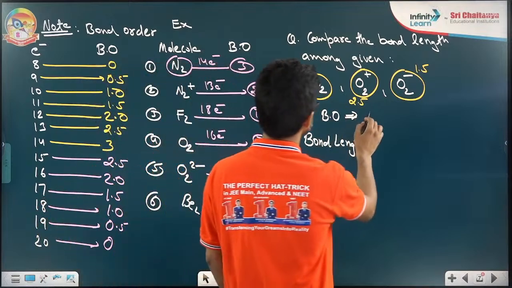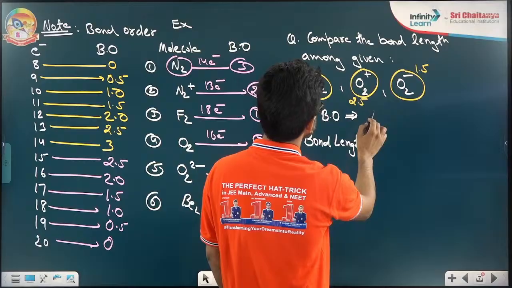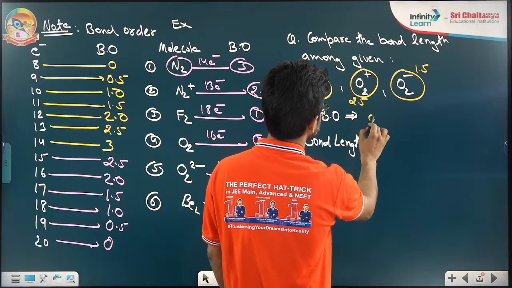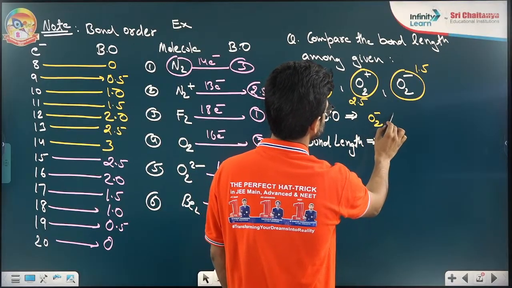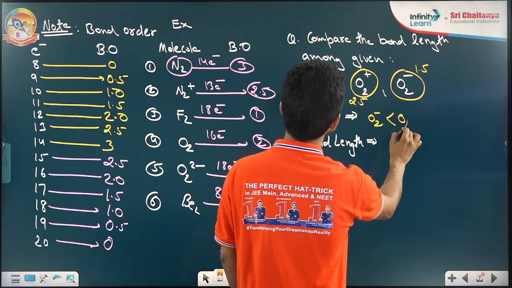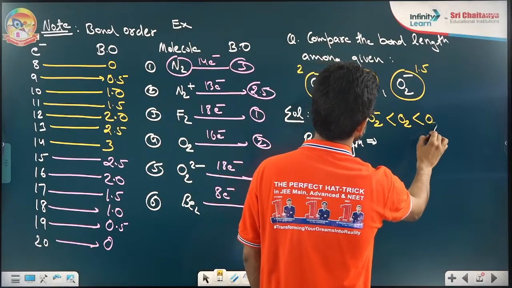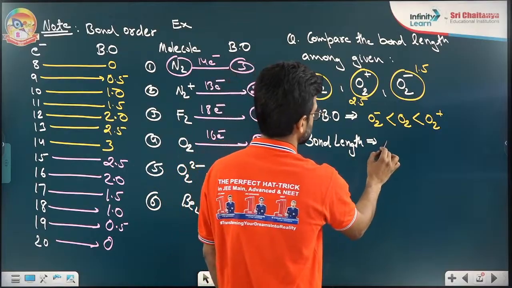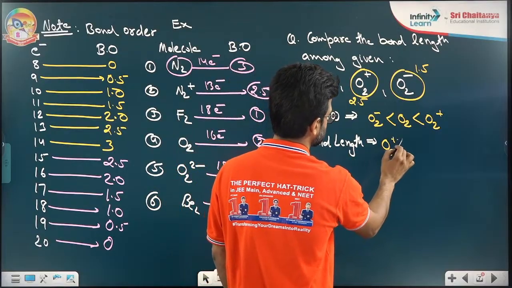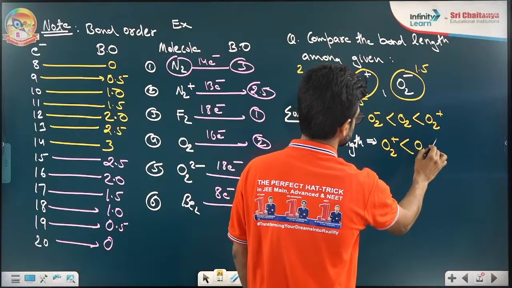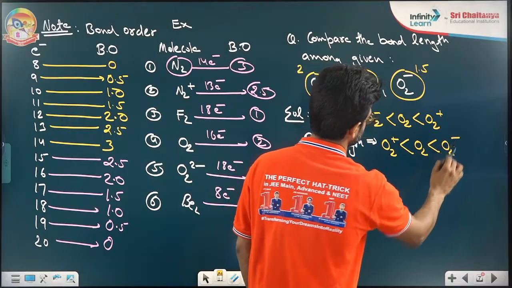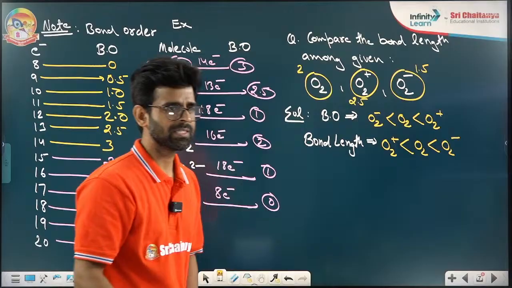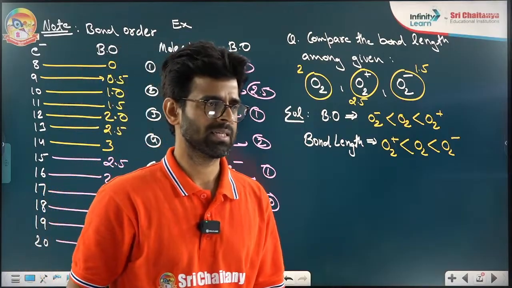So the bond order sequence, if I write it here: O2 negative has the least bond order, then O2, and then O2 plus. Bond length, if you go the reverse way, beta: O2 plus has the minimum, then O2, and then O2 negative. Okay, very easy. Good, right answer, beta.